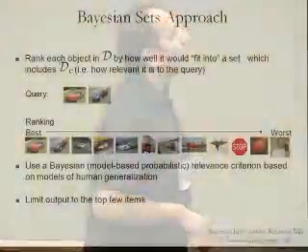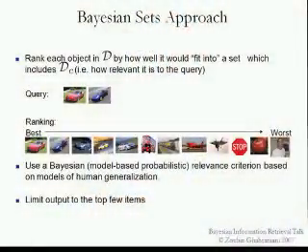Okay, so the approach that we have for finding sets of items is the following. We want to rank each item in our universe of items by how well it would fit into a set which includes our query items. Okay, so D sub C is going to be our query items. The C stands for a cluster. It's a subset of the big universe D.